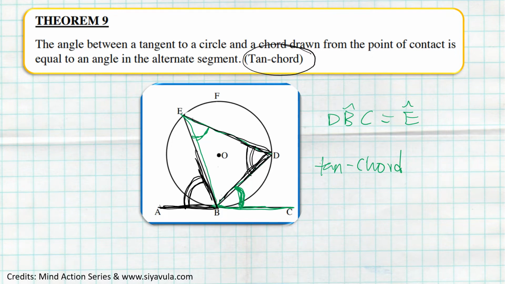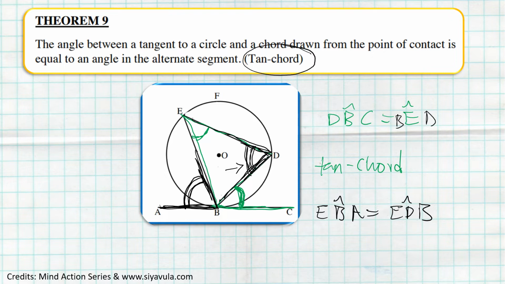Meaning that we can also deduce that angle EBA will be equal to angle EDB, this angle there. And here it's angle BED. Okay, so that's what theorem 9 states.